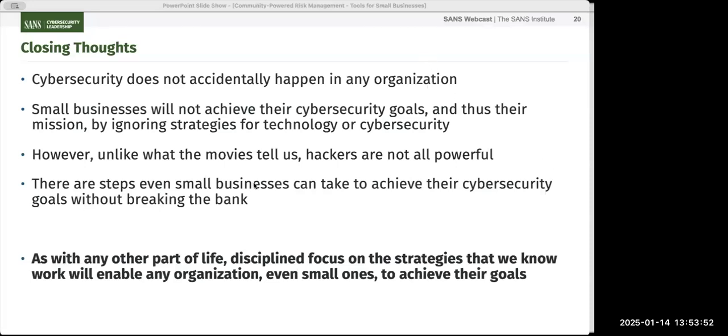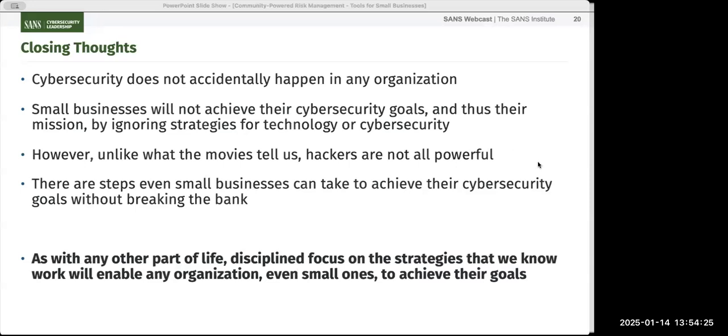All right. Well, with that being said, I know we only got a couple minutes left here. The thing I guess I would probably close with is, just remember, cybersecurity is not going to happen by accident. And that includes with small businesses. If you, as a small business, don't achieve your cybersecurity goals, your mission likely will suffer. And you're not going to achieve your cybersecurity goals by ignoring strategies for technology and cybersecurity. Someone's going to have to help you establish that and make sure that that's in place.